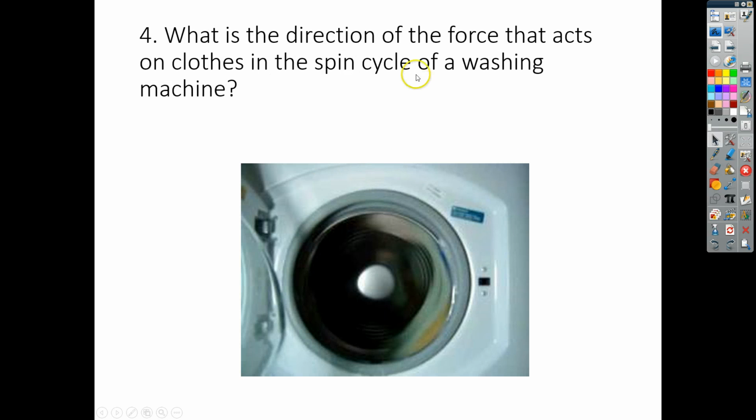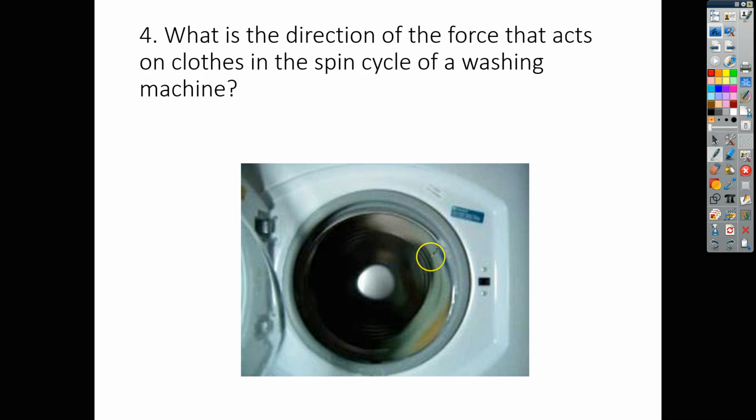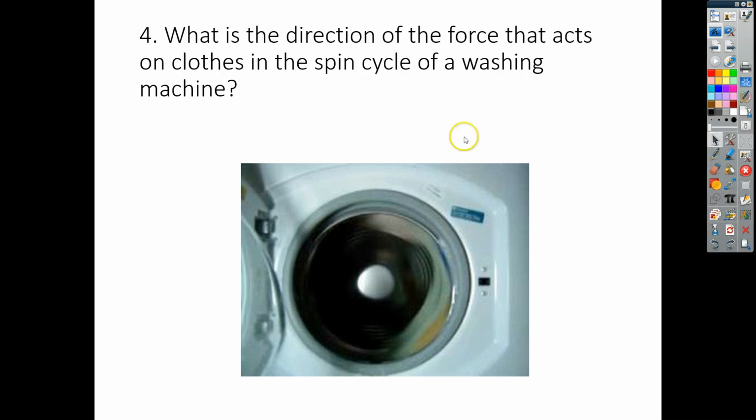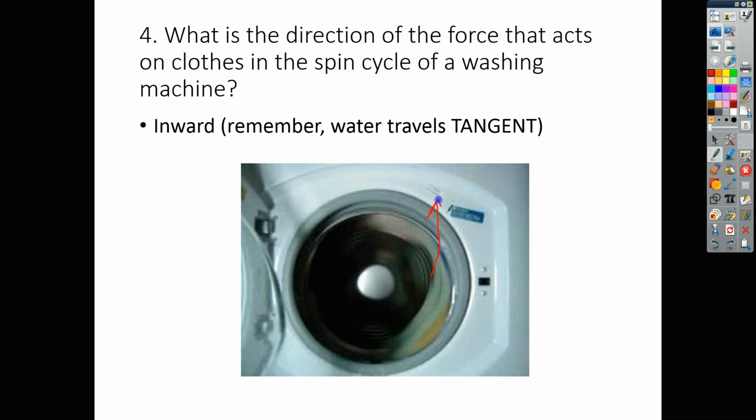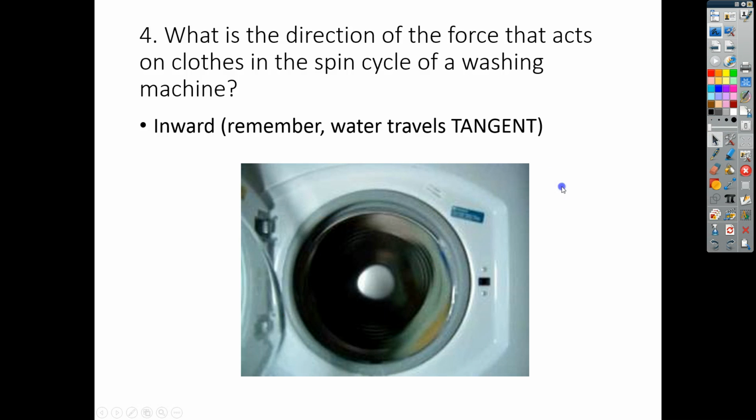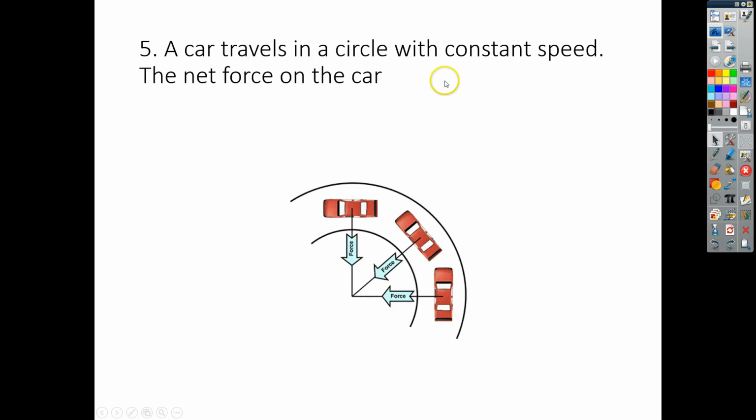What is the direction of the force that acts on the clothes in a spin cycle in a washing machine? Well, if you remember, these clothes are spinning very fast, so we're trying to pull them towards the center. If you pull them towards the center, then that is an inward force. The holes in the tub allow the water to spin out of the tub. So they actually travel tangent, they hit the tub, and then they run down. Pretty nifty little device.